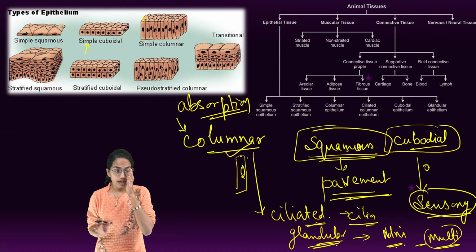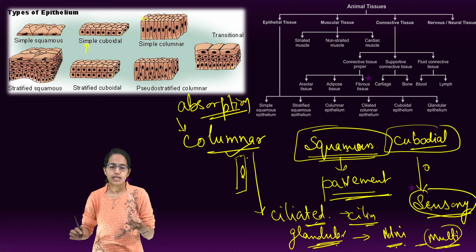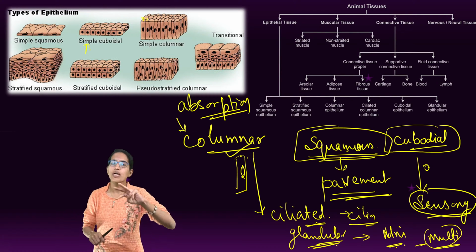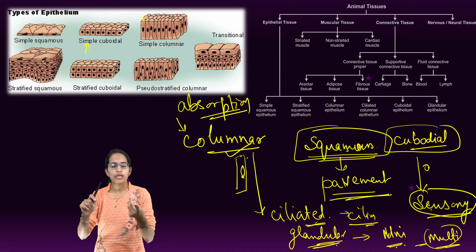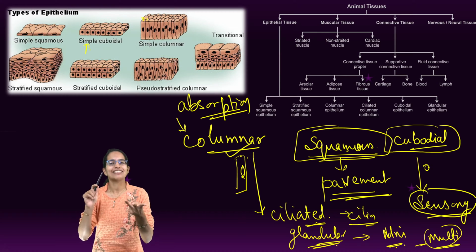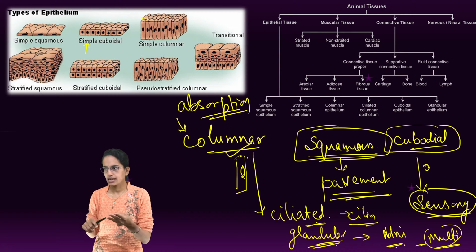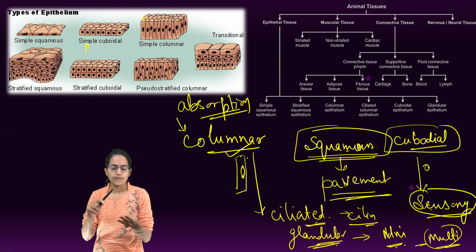Next coming to stratified. Now as I said, the three classifications that we did, squamous, cuboidal and columnar, all of these three would apply to stratified as well. So you would have stratified squamous, stratified cuboidal and stratified columnar. So these are the various ways under which we would have the stratified epithelium.